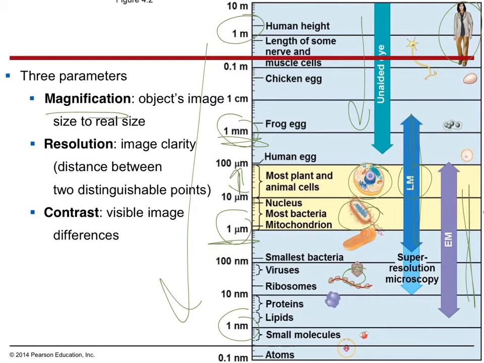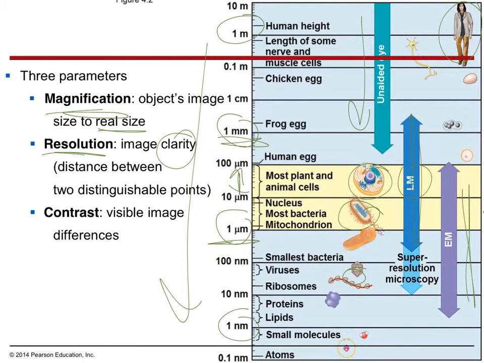With magnification, the lenses and so on are used to increase the object's size, from 1 centimeter basically to real size, so the object's image size is increased. Resolution is the ability to see clearly, so the better the microscope, the more clarity, the better detail you can see.